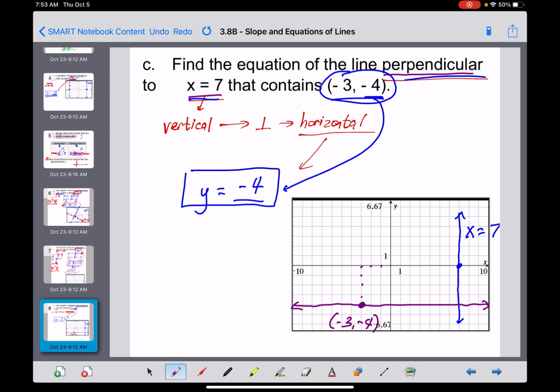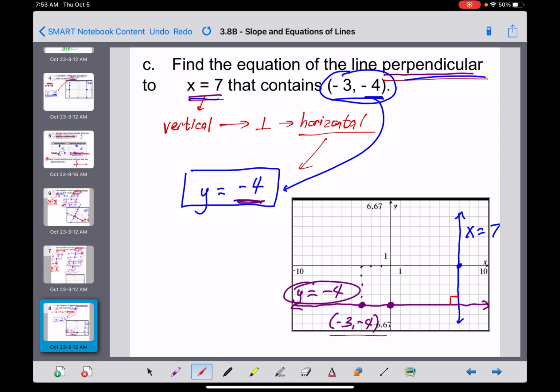Its equation then is going to be y equals, and the number we're looking for is always the y-intercept of that horizontal line. And where does this thing cross the y-axis? At negative 4. So y equals negative 4 is the equation of the one and only line that's perpendicular to the original blue line, but passes through the point negative 3, negative 4.